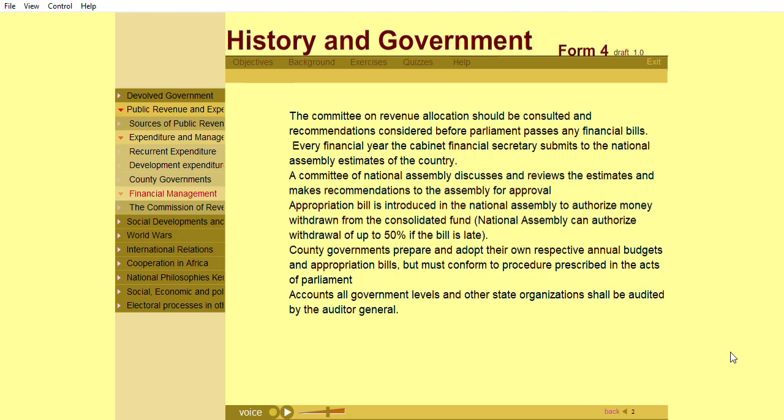This is followed by an appropriation bill introduced in the National Assembly to authorize money withdrawn from the Consolidated Fund, that is, the National Assembly can authorize withdrawal of up to 50% if the bill is late. County governments prepare and adopt their own respective annual budgets and appropriation bills but must conform to procedures prescribed in the Acts of Parliament.